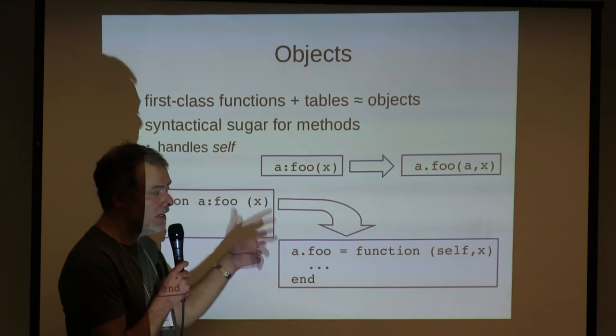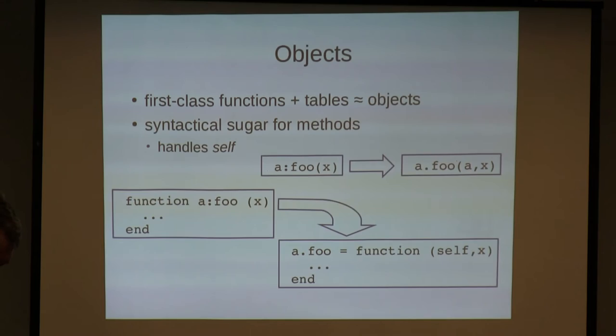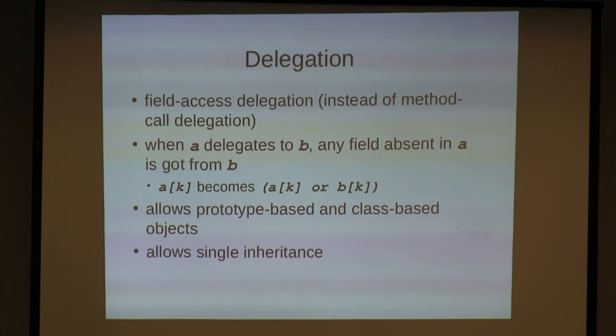Exactly the same meaning. And of course, it would be very expensive if each object had all its functions as fields in the object. So we have delegation, which is a kind of inheritance, but it's very different from regular inheritance in object-oriented languages, because it's only related to tables. It has nothing to do with calls or with methods. The whole idea is that this is a field access delegation.